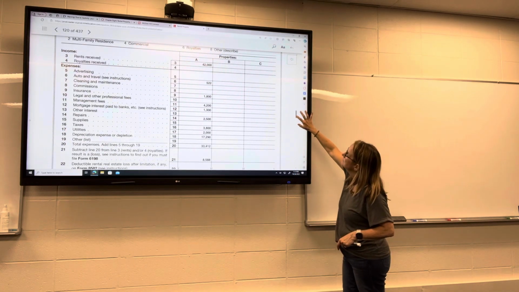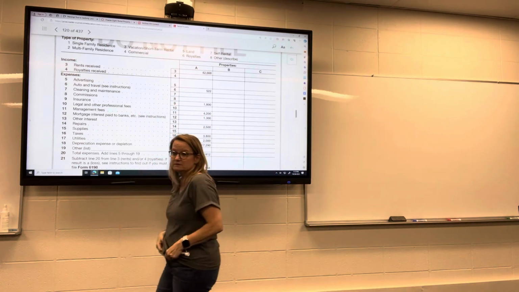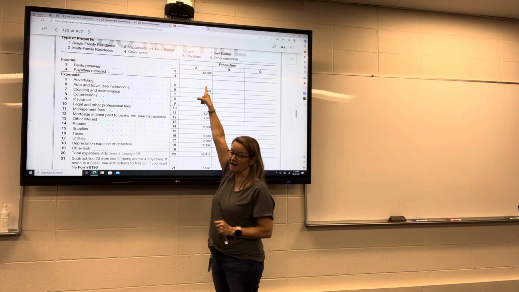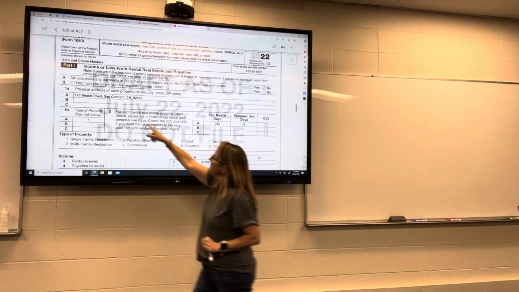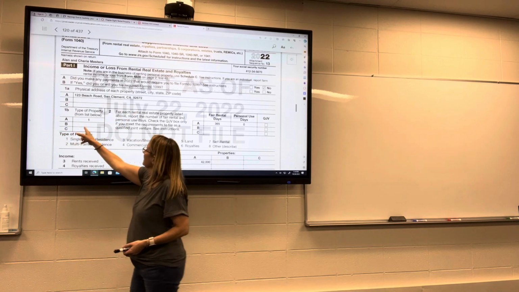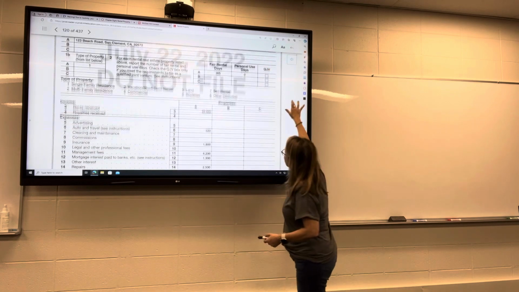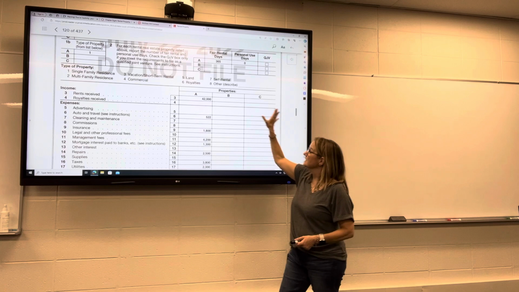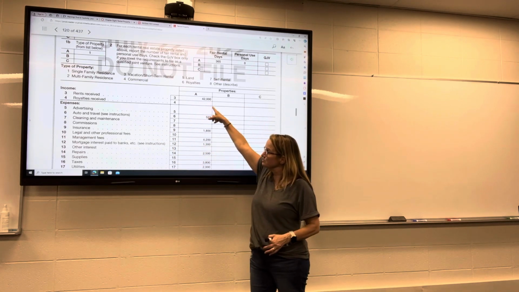Up at the top, rents received or royalties. If it's a rental property, like it is here, column A, it's just going to have rents there. Maybe our second item here, B, we have royalties as well. So we would indicate royalties in here, for B, we put number 6, and then the income from our royalties would go in column B. But in this case, we only have one property. It's a rental property. Income, rents received, go up here.